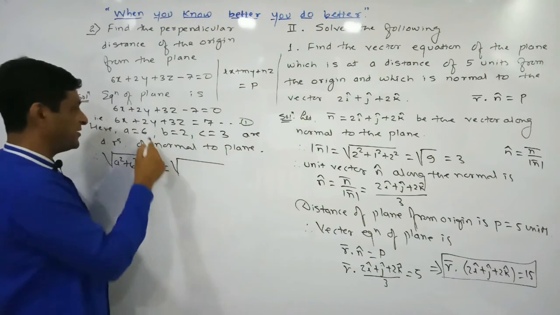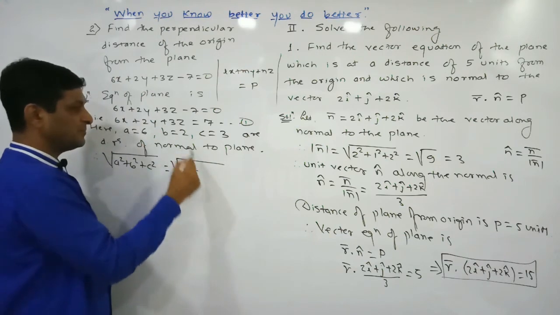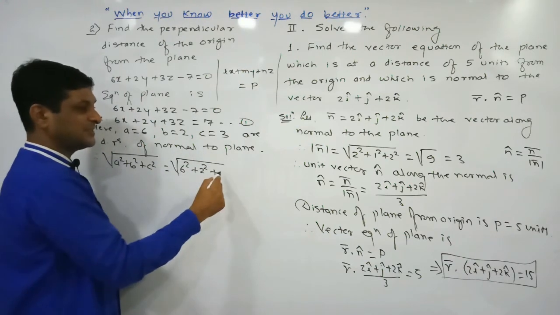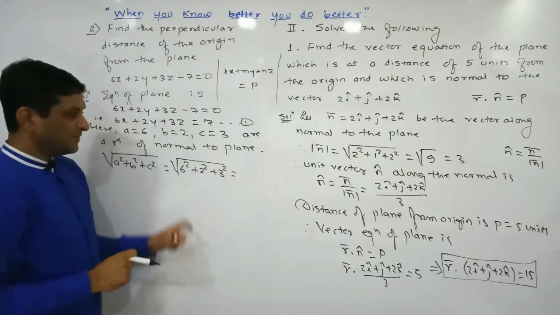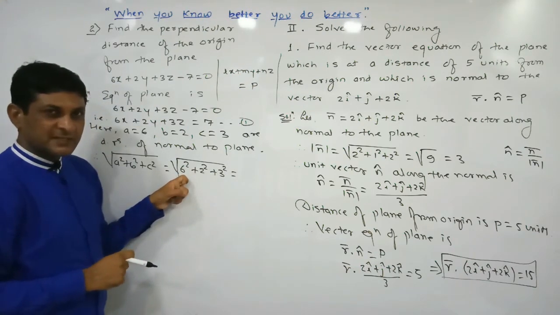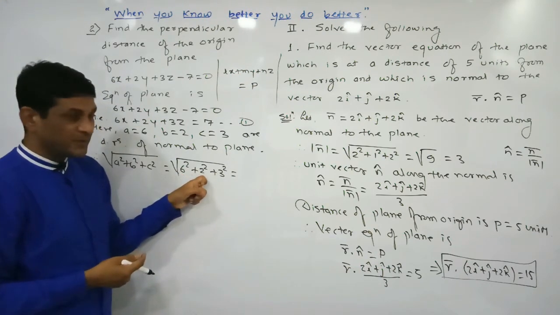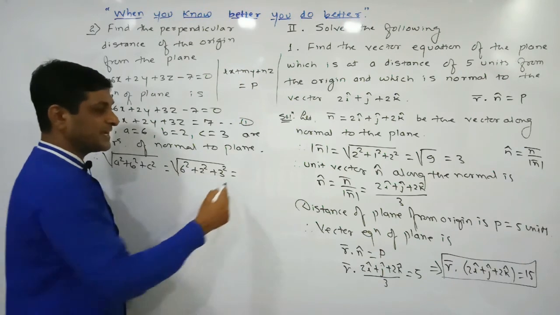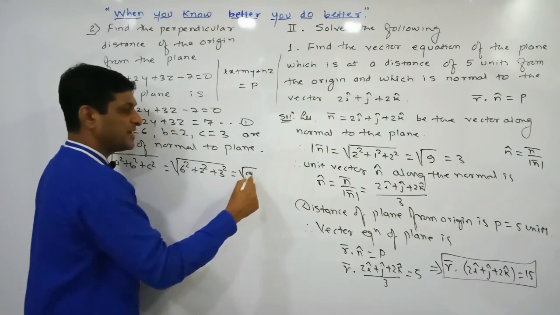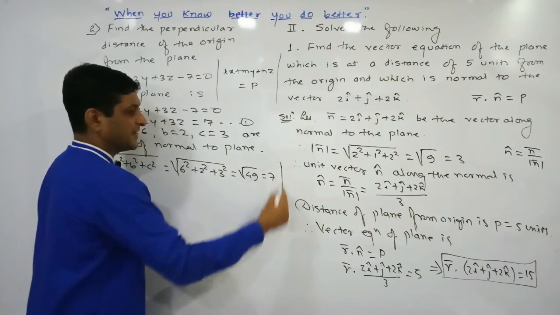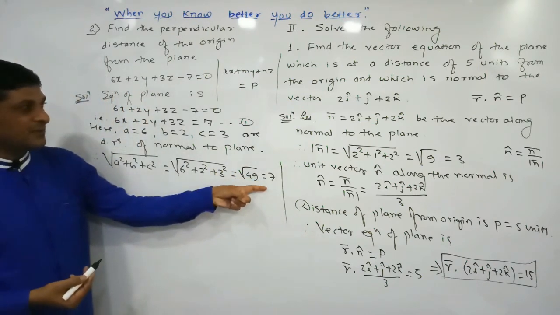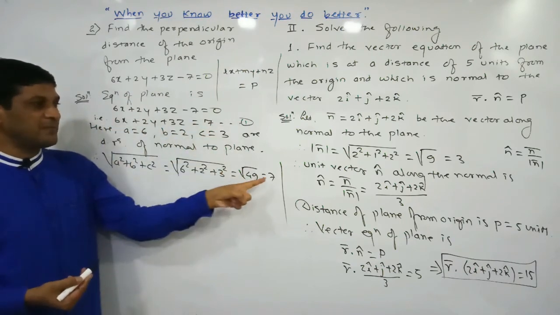So substitute the values: a square means 6 square, b square means 2 square, and c square means 3 square. What is the square of 6? 36 plus 4 is 40, 40 plus 9 is 49. And what is the value of root 49? Root 49 is equal to 7. Now we are dividing both sides of this equation by 7.